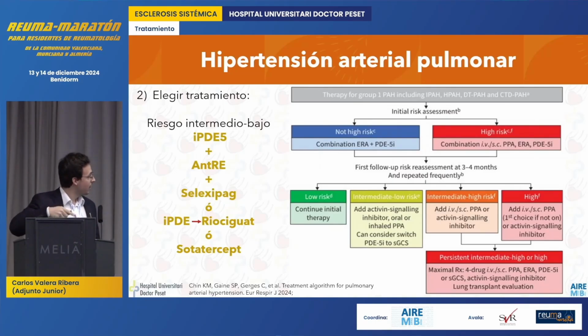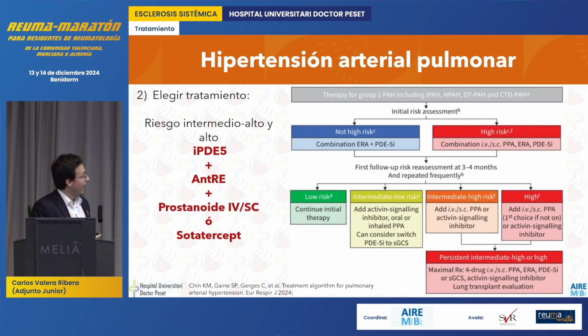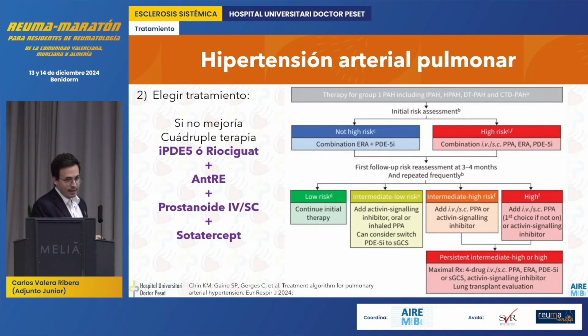We are not going to combine, we will switch or use the new drug that is not yet marketed in Europe, sotatercept. In cases of intermediate high or high risk, as I mentioned, intravenous prostanoids are recommended. In this case, oral prostanoids are not as strongly recommended, or sotatercept. And finally, in patients who remain at high risk, despite treatment, it is indeed indicated in the new 2024 guidelines. Quadruple therapy, that is, via the nitric oxide pathway, endothelin or prostanoids, and then adding sotatercept.